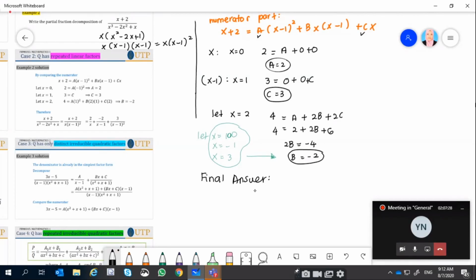Write the final answer. Write your final answer as this: s plus 2 over s cubed minus 2s squared plus s, and then your A just now is 2, so 2. B is negative 2, so negative 2, and C is 3. Okay, this is your final answer.